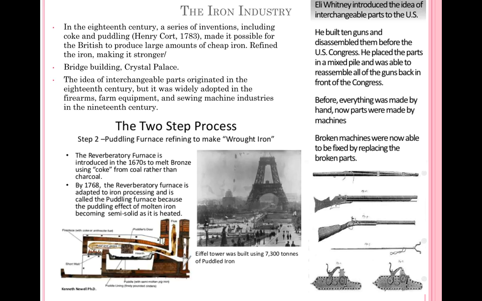The use of machinery to mass produce consumer goods with identical parts was known as the American system of manufacturers. So, what I have for you, you've got the puddling to make wrought iron, and you can review how that's done. You also have Eli Whitney's idea of interchangeable parts.